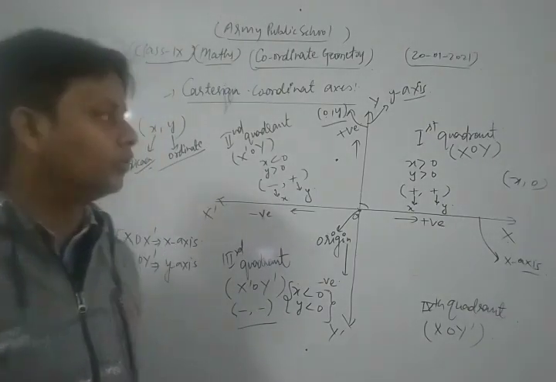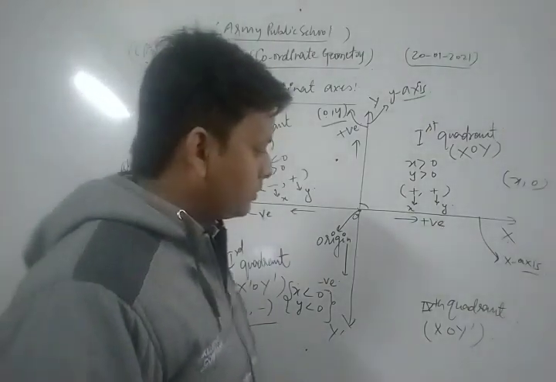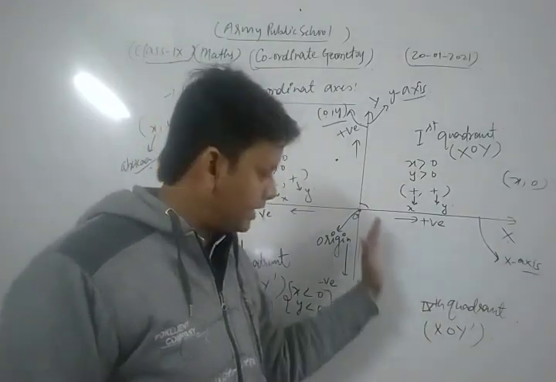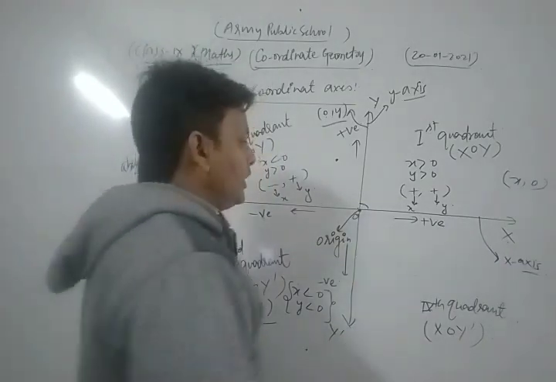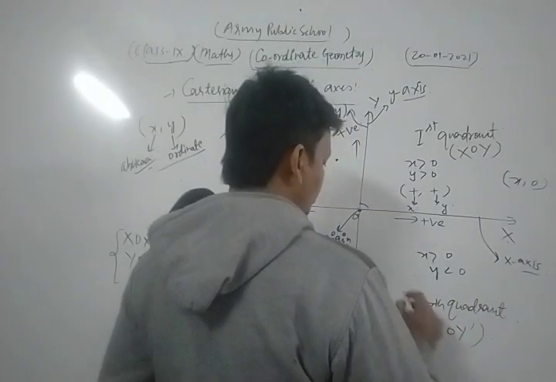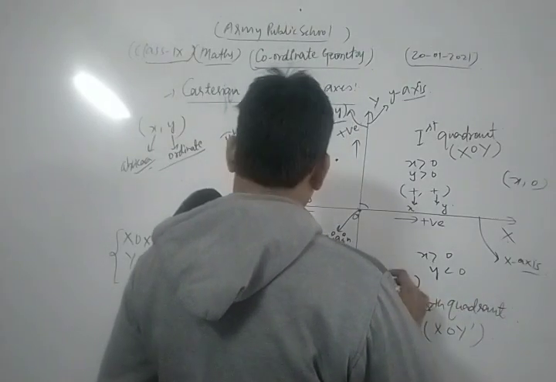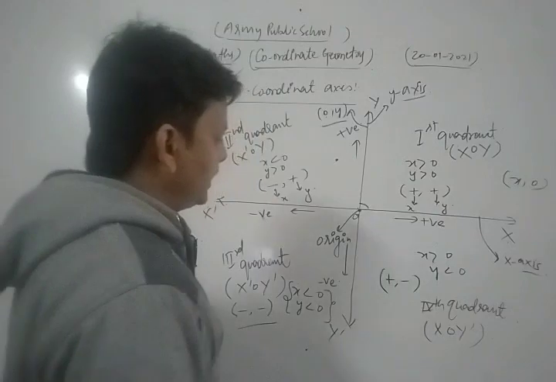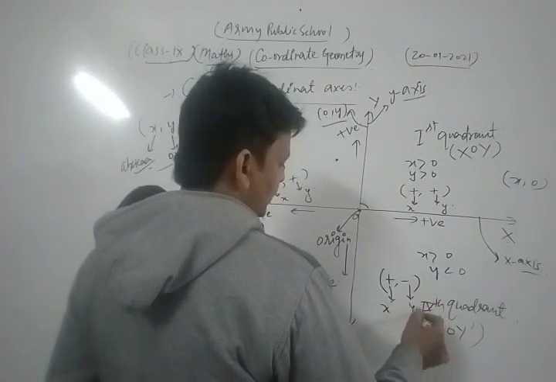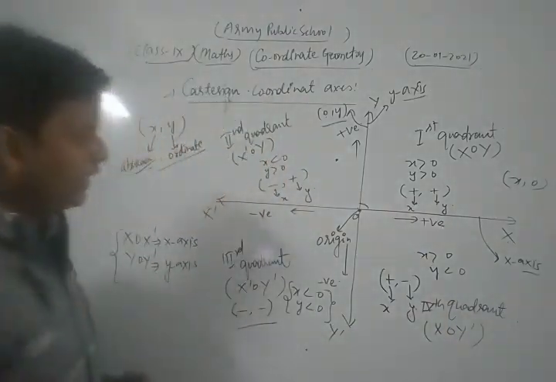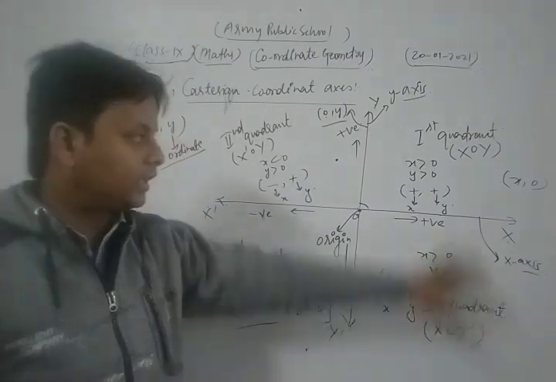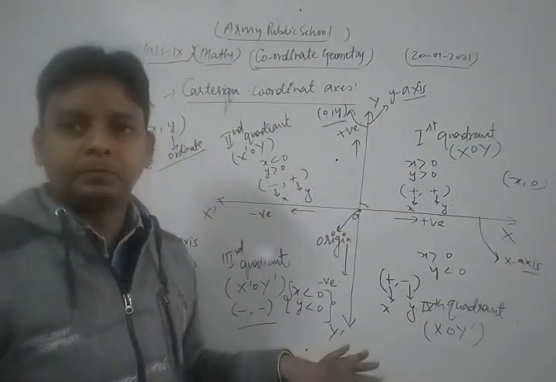Now we are going to discuss the fourth quadrant. In the fourth quadrant, this is the positive direction of x and this is the negative direction of y. So in that quadrant, x is positive but y is negative. So plus minus means in that quadrant, abscissa is positive and ordinate is negative. Okay.